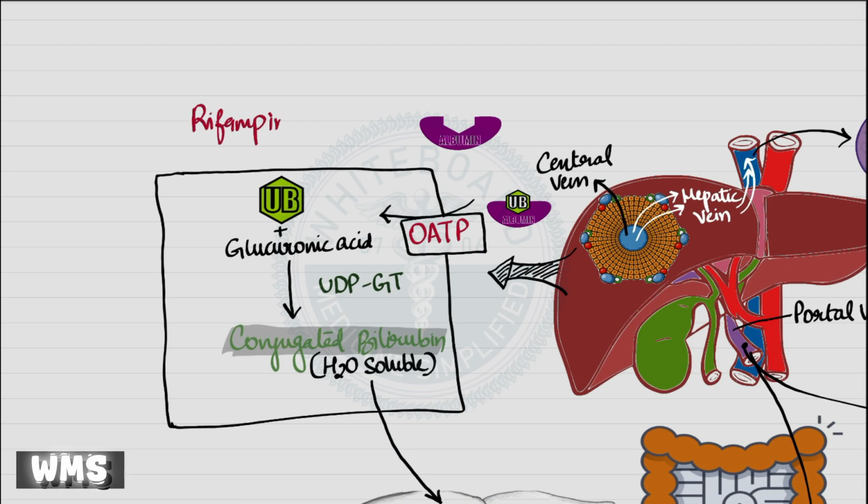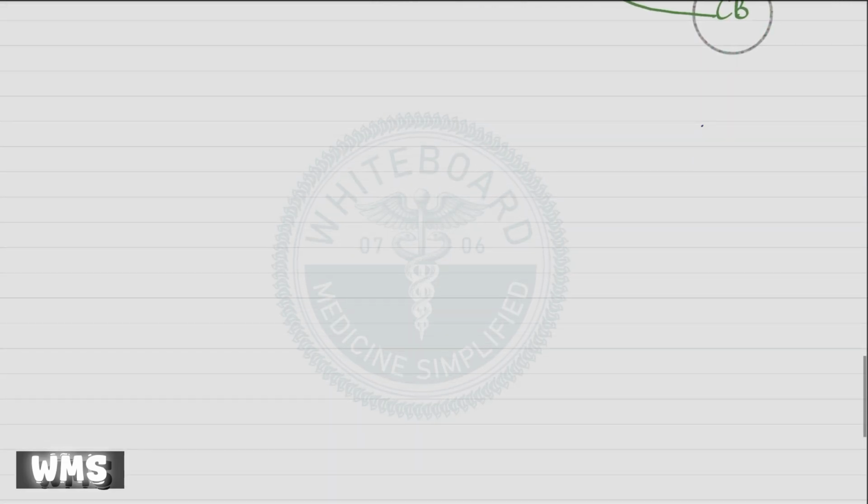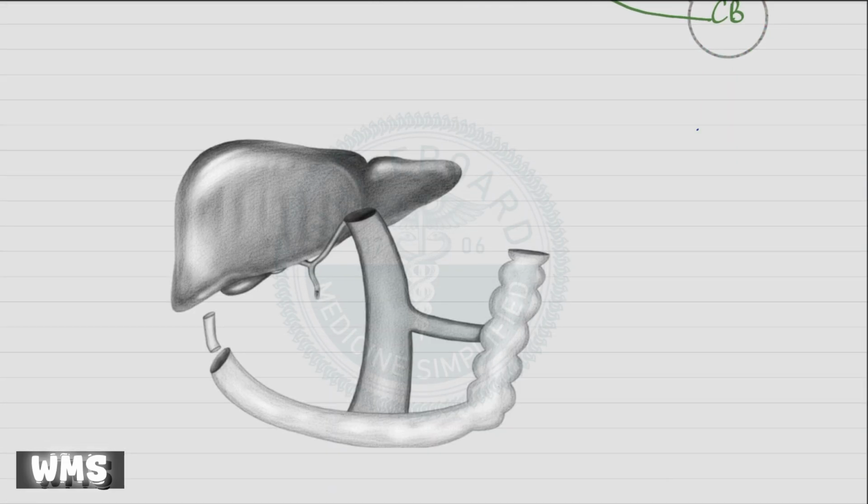Rifampin, which is the anti-tubercular drug, inhibits the hepatic uptake transporter, mainly the organic anion transporting polypeptide 1B1 and 1B3 on the sinusoidal membrane. Now, unconjugated bilirubin can't enter the hepatocyte for conjugation. As the result of this, unconjugated bilirubin accumulates in plasma, resulting in jaundice. Now, this is the perfect time to understand an important mechanism of action of a drug called cholestyramine.